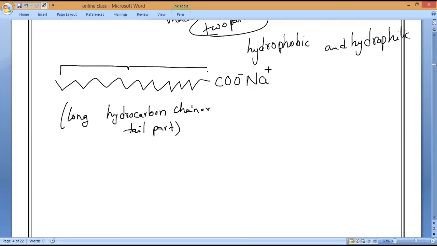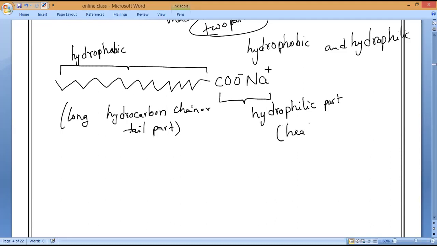Hydrophobic. The remaining part which is present here, what is that called? Hydrophilic part, which we say is the head, or the polar part. All of you remember, head or polar, and this tail, or non-polar part. Are you clear, everyone? This is what is called soap.